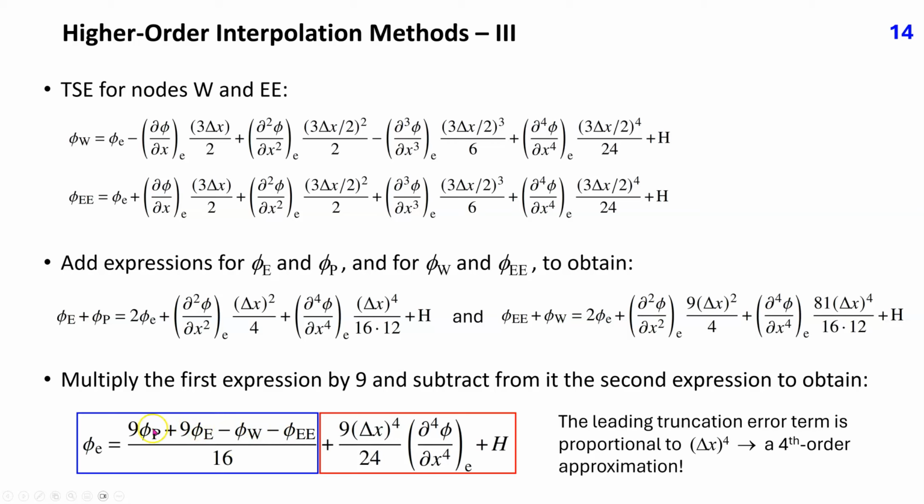The blue framed part is the approximation from cubic polynomial fit presented in the preceding slide, and the leading truncation error term is framed in red. It is proportional to grid spacing to the power 4, so it is a fourth order approximation. This approximation is often called fourth order central difference.